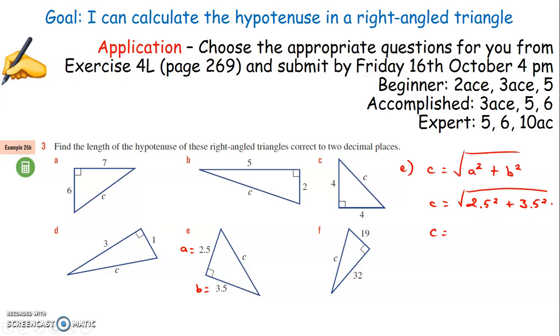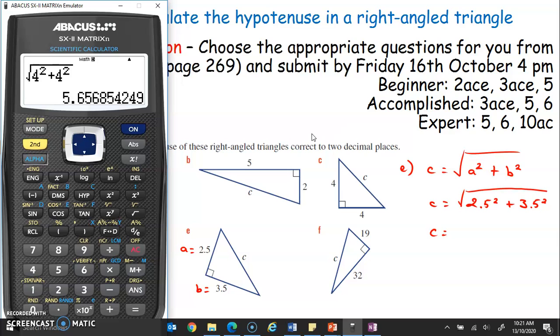Put this into our calculator. Square root of 2.5 squared plus 3.5 squared. Enter. It gives me 4.30. After the 0, there's a 1, and 1 is less than 5, so we don't have to round this up. It's just going to be 4.30.